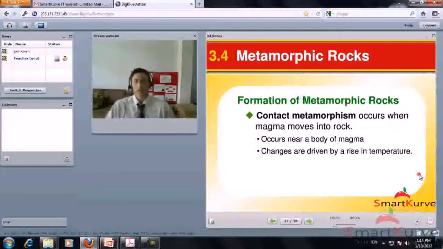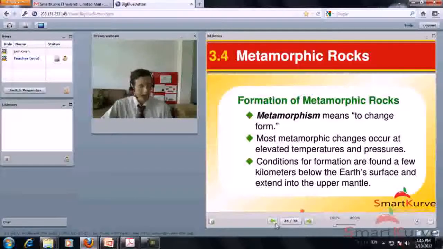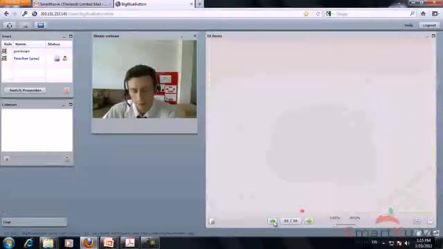All right, so different types of metamorphic rock. First type, contact metamorphism, occurs when magma moves into rock. It occurs near a body of magma, and the changes are driven by a rise in temperature. If you go back and look at that picture of the rock cycle, I believe it is slide 5, you can see those pockets of magma, the big red areas. Well, remember, that's hot liquid magma.